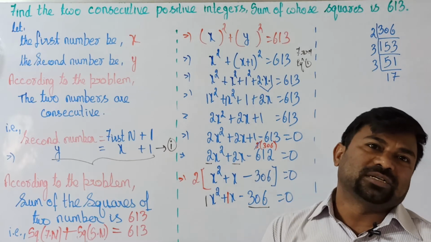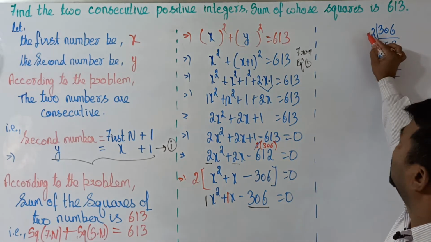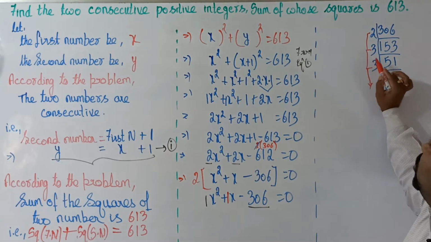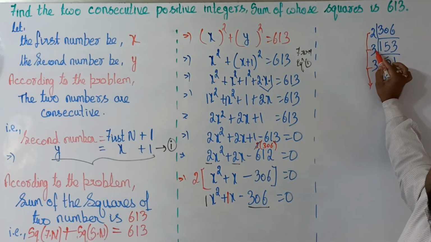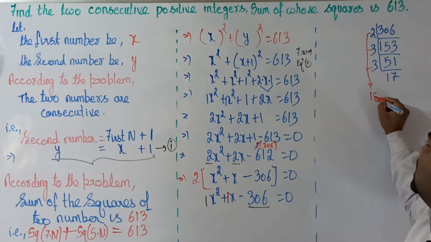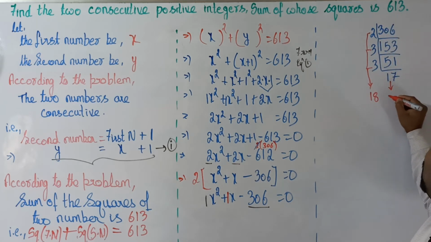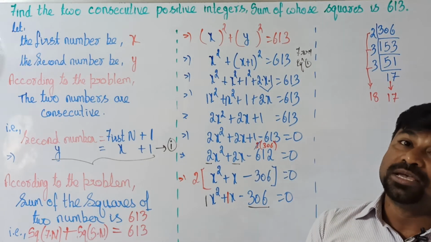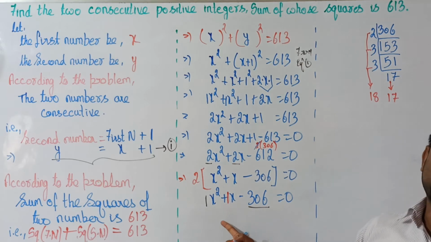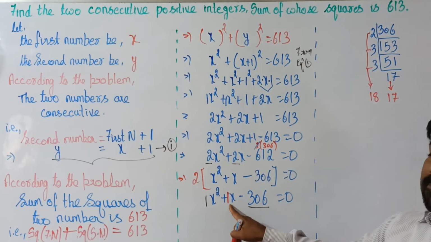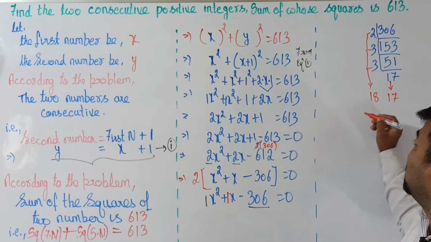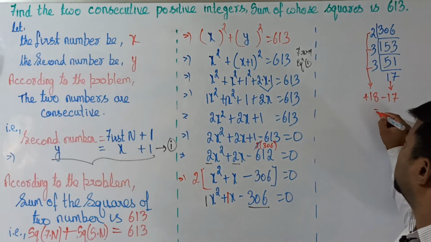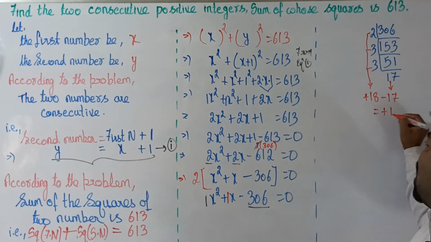Now let's check out the factors. What I'm doing is taking all these factors. 3 2s are 6, 3 3s are 9, 9 2s are 18. And what is the other factor? 17. 18 and 17 are the two factors whose difference we are getting as 1. Why? Because the middle term is plus 1. So I'm taking plus 18 and minus 17, which is nothing but plus 1.